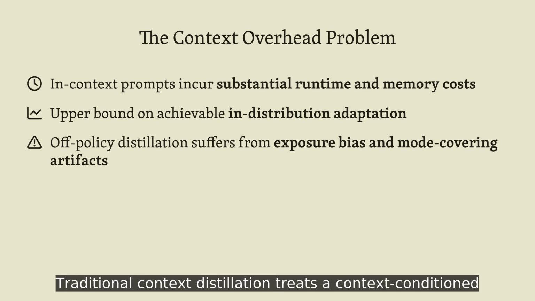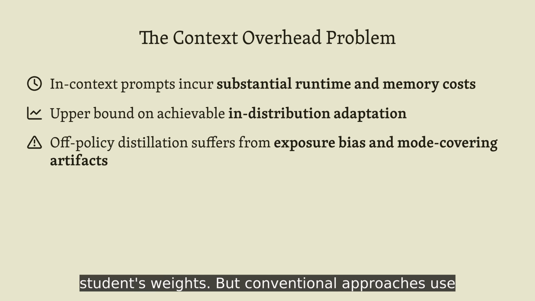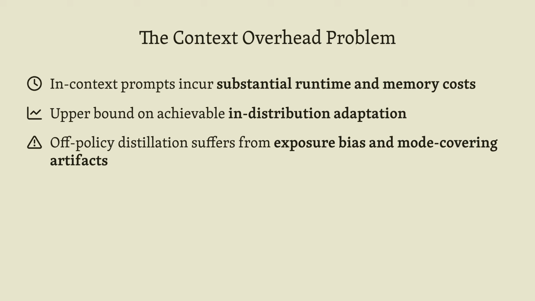Traditional context distillation treats a context-conditioned model as a teacher and tries to offload that context into a student's weights. But conventional approaches use off-policy learning with forward KL divergence, which creates a mismatch between training and inference, and leads to brittle, averaged-out behaviors that fail to generalize.